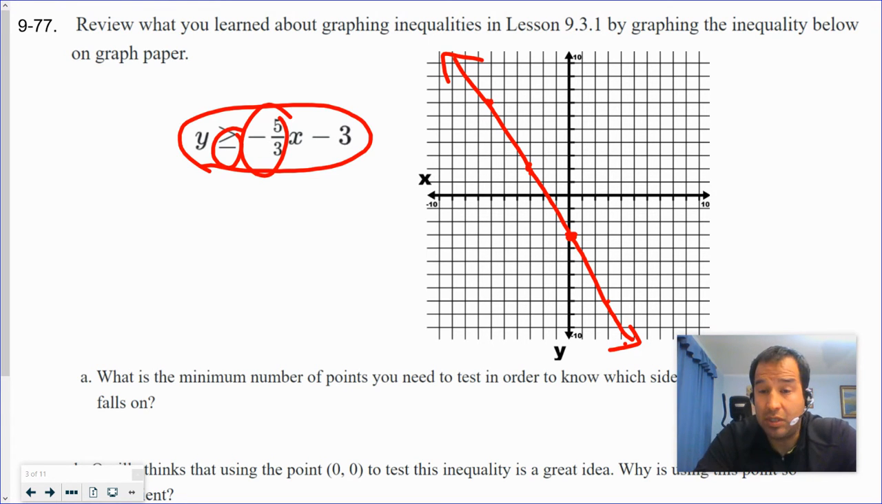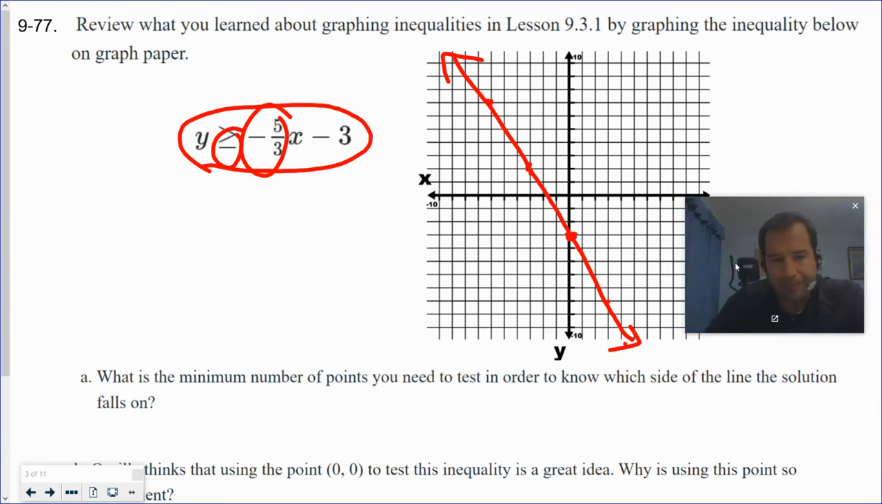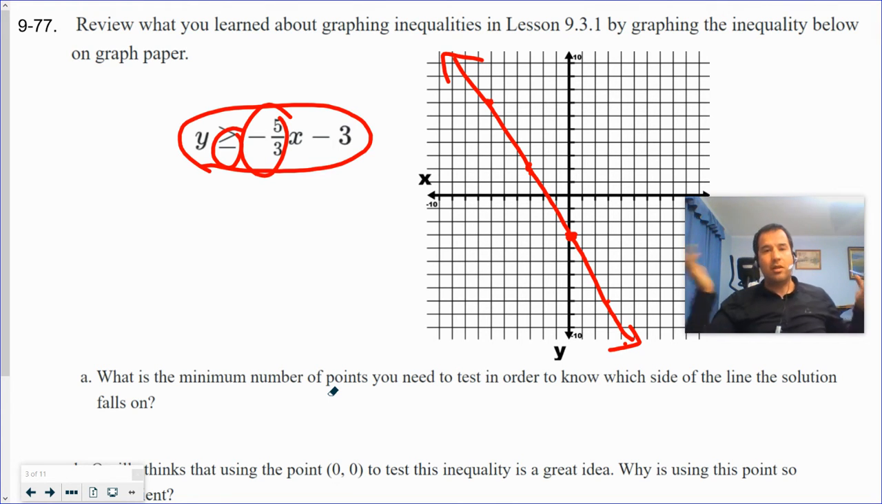Now we do need to do one more thing, but before I get to that, let's answer a couple questions here, okay? What is the minimum number of points you need to test in order to know which side of the line the solution falls on? 1. You really only need 1. Just be careful that when you do that 1 point, you do it correctly, because if you don't, then the whole thing is off and there's not much that can be done. So try to be sure that you do that 1 point right.